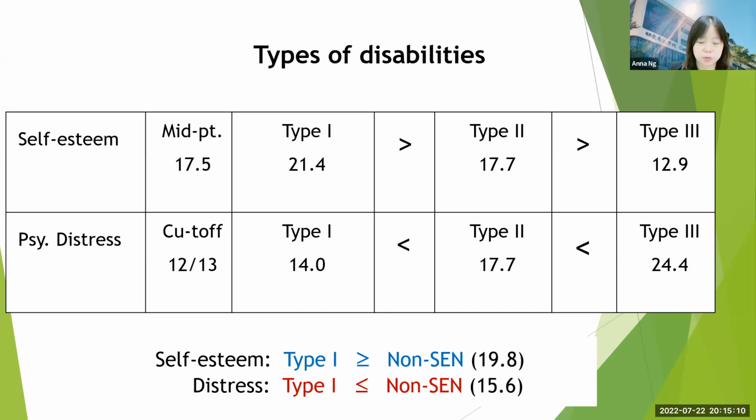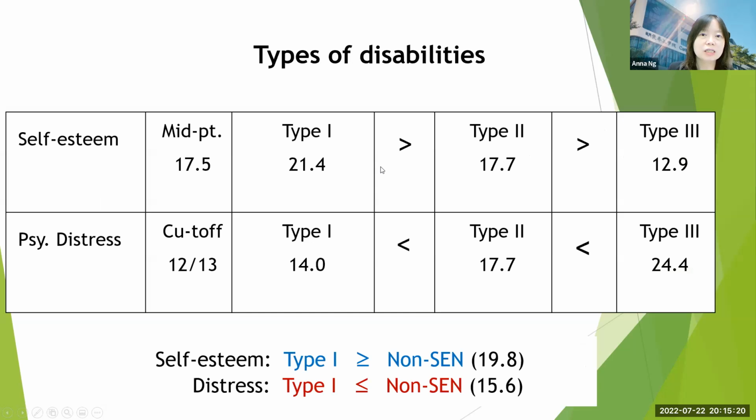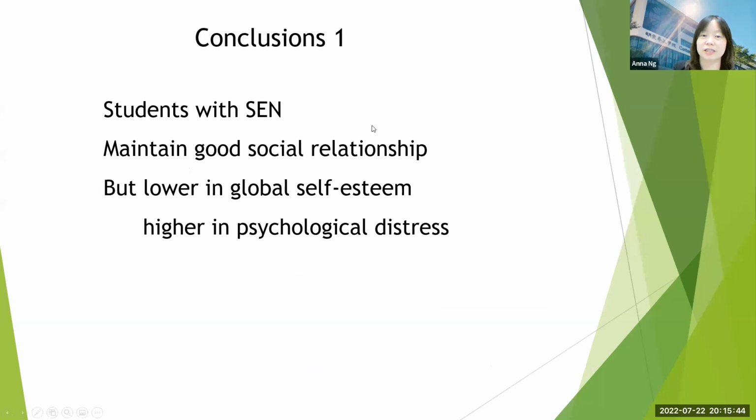You remember, going back to the last slide, type 1 is physical and sensory impairment. So these students are actually demonstrating higher self-esteem as well as lower distress level than those non-SEN. So I think this is telling us that even though they have physical problems, they are tougher, and they also evaluate themselves higher. So this is a very interesting finding for this study.